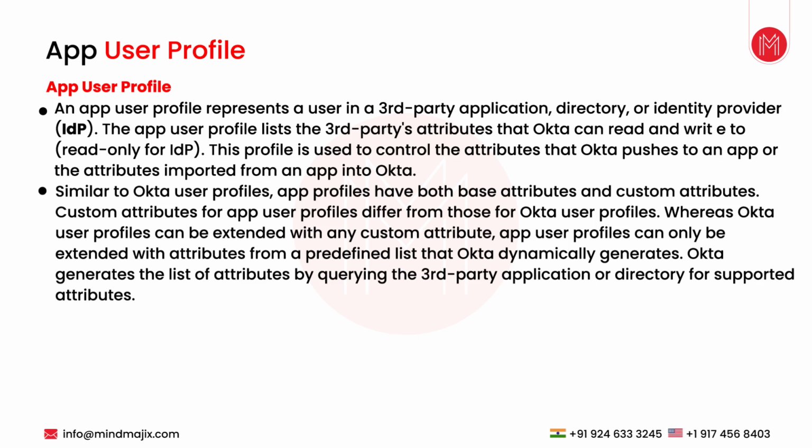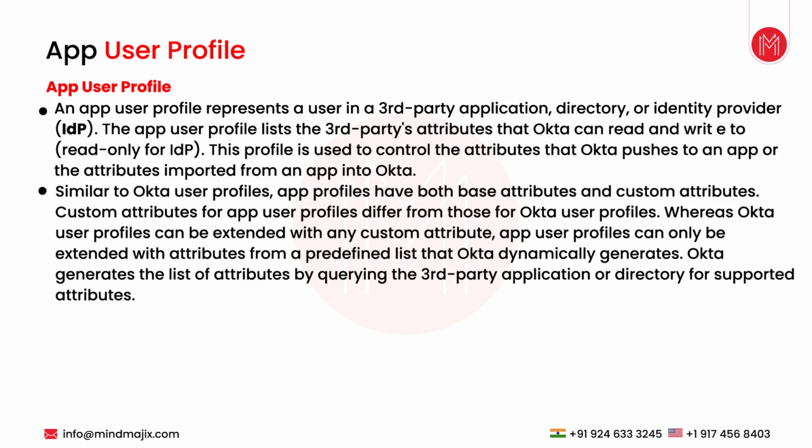It's similar to the Okta user profile. App profiles have both the base attributes and the custom attributes. Custom attributes for the app user profiles differ from those for Okta user profiles. Whereas Okta user profiles can be extended with any custom attribute, app user profiles can only be extended with attributes from a predefined list that Okta dynamically generates. Okta generates the list of attributes by querying the third-party applications directly for supported attributes. So basically Okta is going to read the third-party application. It's going to query what are all the custom attributes being allowed in that application.